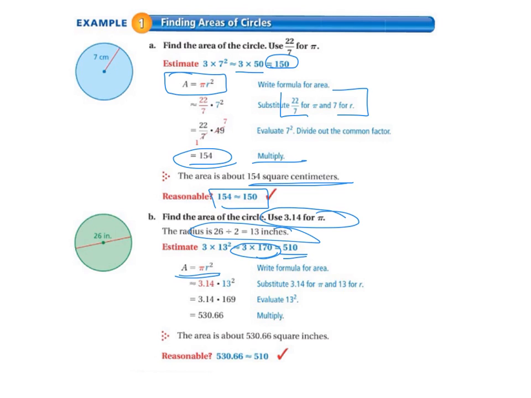Again, we write our formula first so we don't forget it, and then we use the actual pi, 3.14, times 13 squared, which is 169, and when we multiply that out all the way, we get 530.66. So the area is about 530.66 square inches, and that is pretty close to 510, so our answer is reasonable.